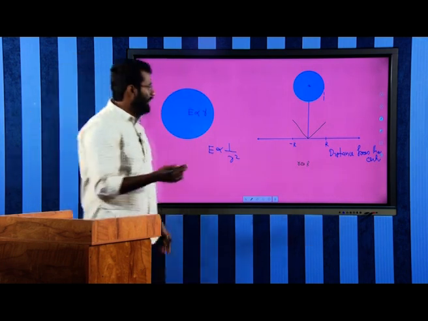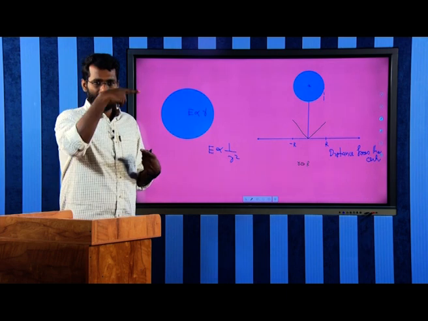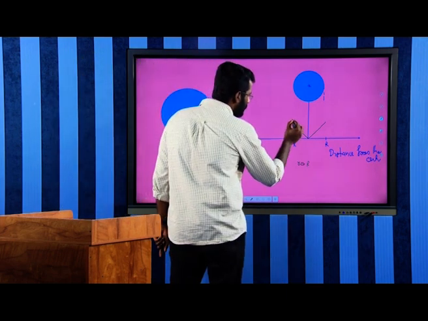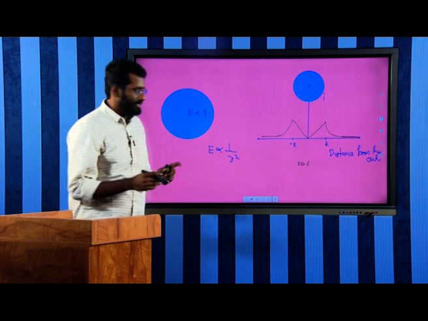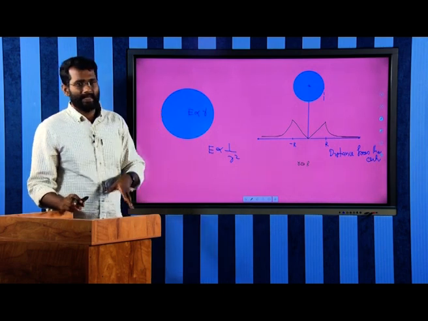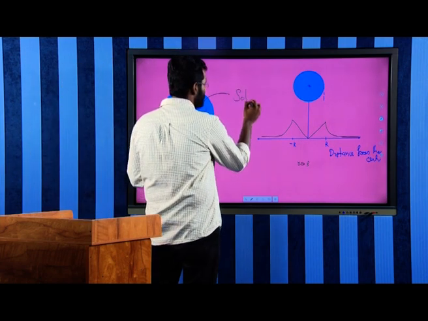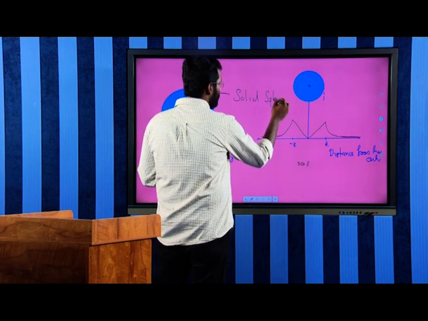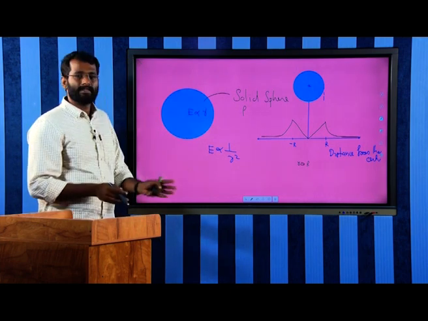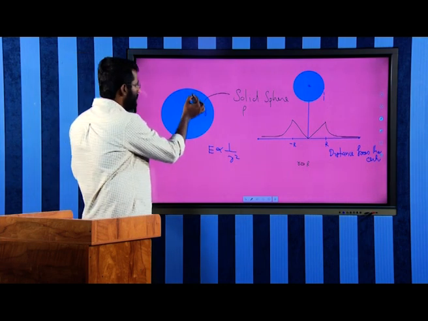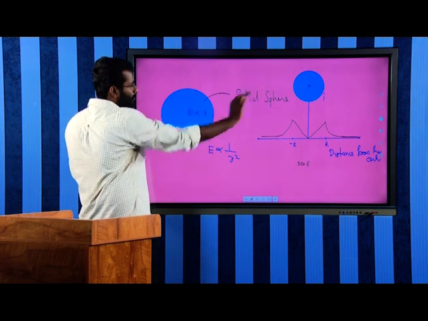Now after that what happens? After that the field will reduce in proportion to 1 by r square. It will fall off rapidly, something like this. This will be the variation of electric field for a solid sphere. Again I am emphasizing that this is a solid sphere of charge distribution rho. That means there are charges not only on the surface but also inside, up to the center. That is what is meant by a solid sphere.